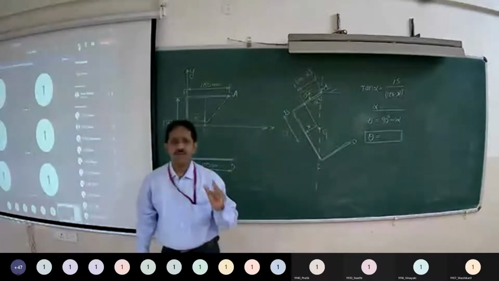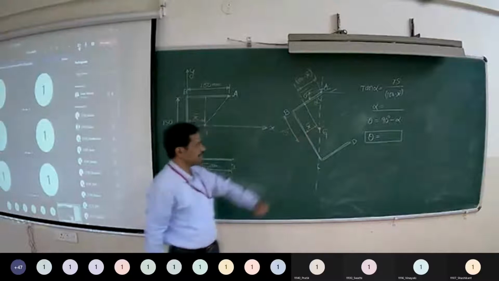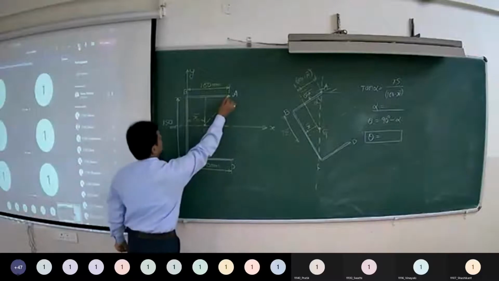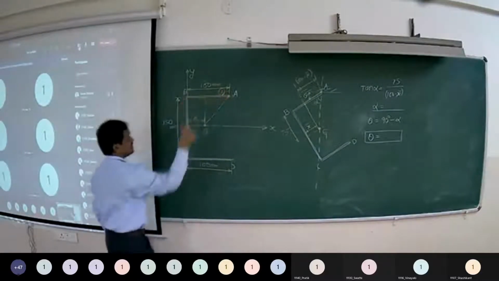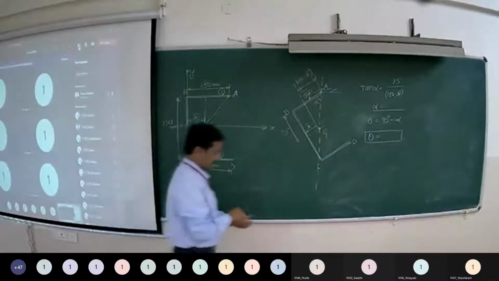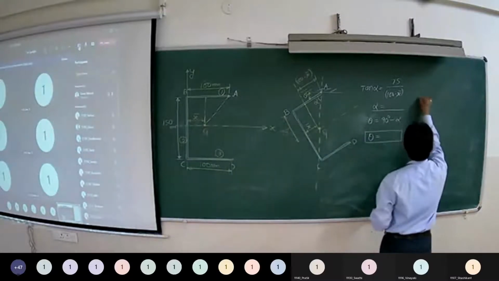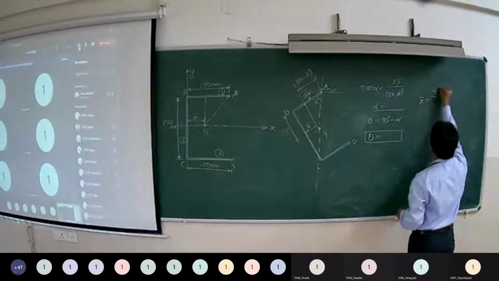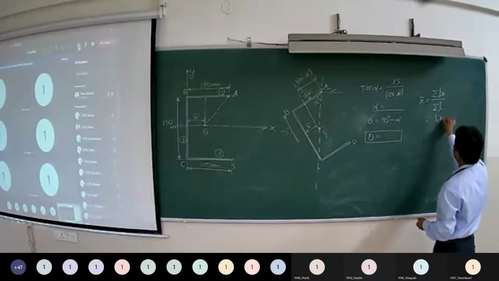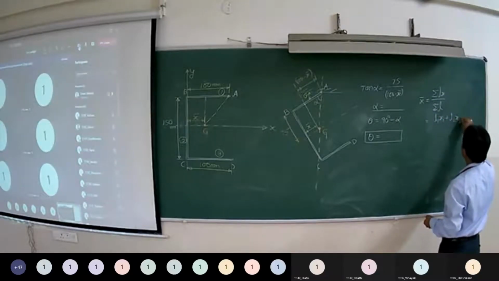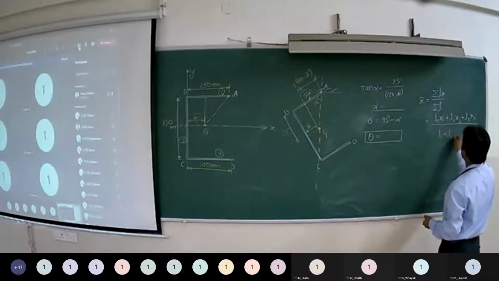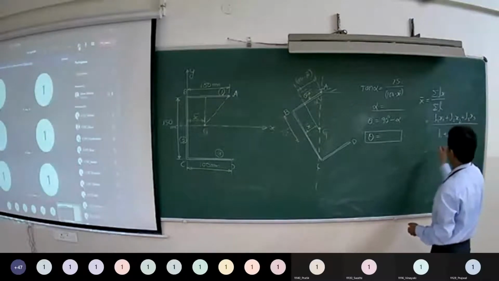So simply, first you have to calculate x bar, right? For that I will divide this bend into three parts: line AB, say one part, line BC, and the line CD. So we can write x bar is equal to summation Lx upon summation L. That is L1 x1 plus L2 x2 plus L3 x3 upon L1 plus L2 plus L3.